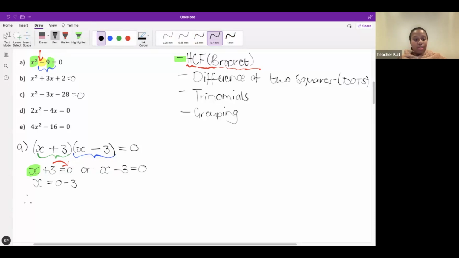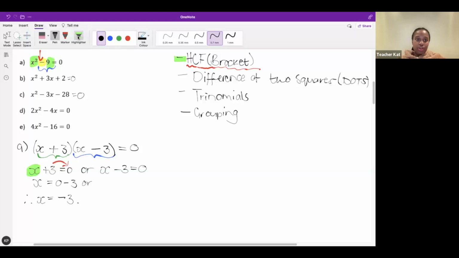And then my final solution, therefore, x is equal to, what is 0 minus 3? 0 minus 3 will just give us -3. So that's solution 1. Right?